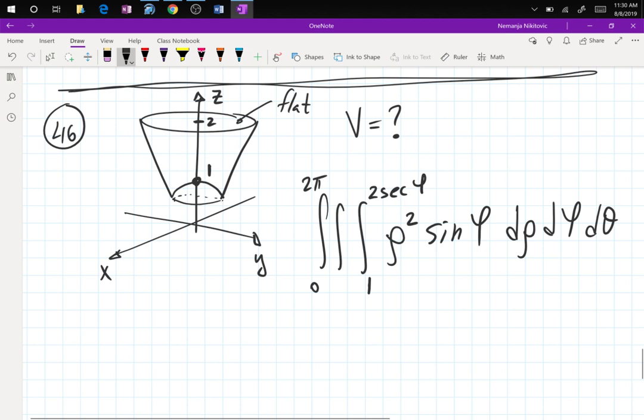Oh, I never gave you the angle over here. The angle is pi over 4. That's given as well. That escaped me. So now the angle for phi at the z-axis is 0, and going out to pi over 4.